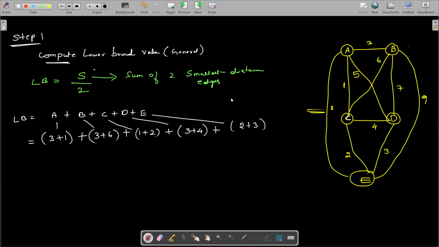Sankit got it. Sanjay understood. Sanjay, Sanjana. Yes, sir. Understood. See why we are taking two smallest edges. Yes, sir, understood. Okay, fine.